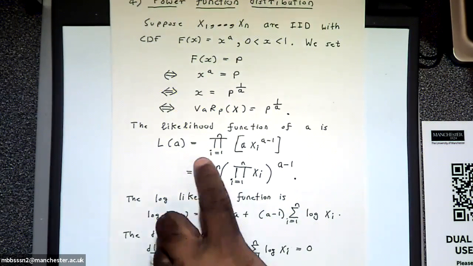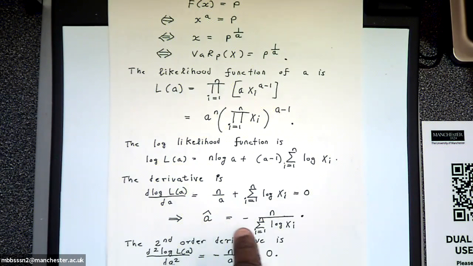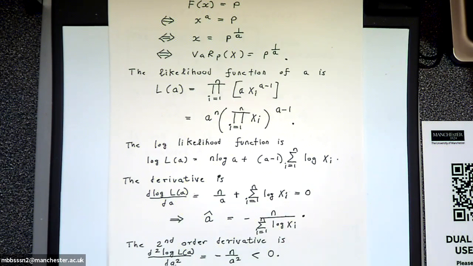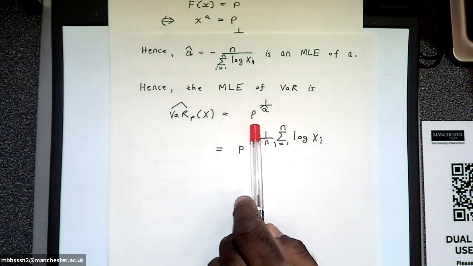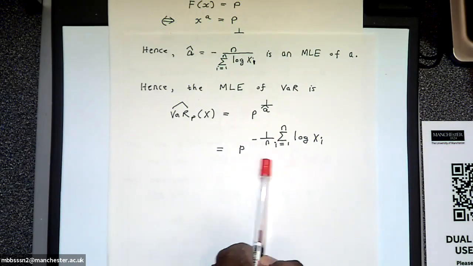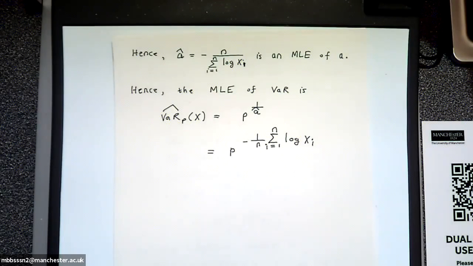And it can be shown by the method of maximum likelihood that the estimator for A, the only parameter, is given by this. And the second derivative is negative. So this is indeed an MLE for A, right? And hence the MLE for VaR is given by P to the power 1 over A hat, which is this. Okay. So that's the fourth of the parametric methods.